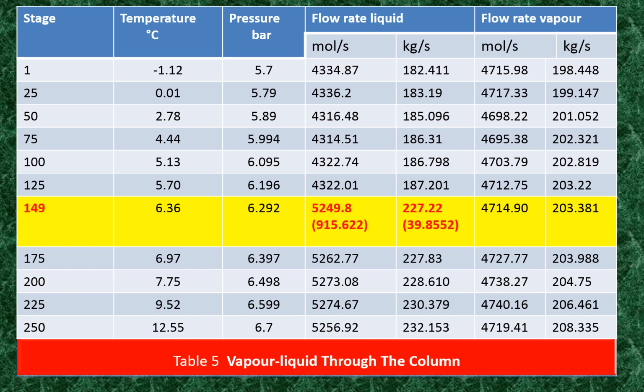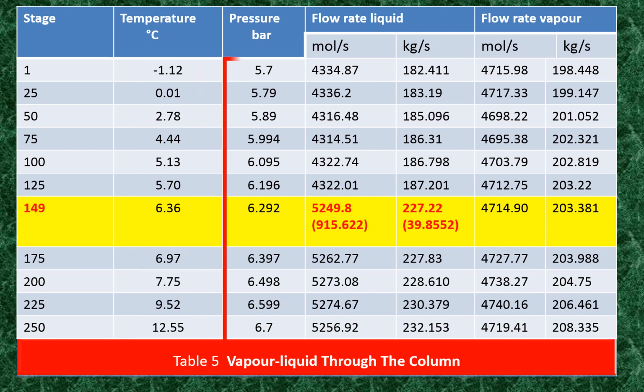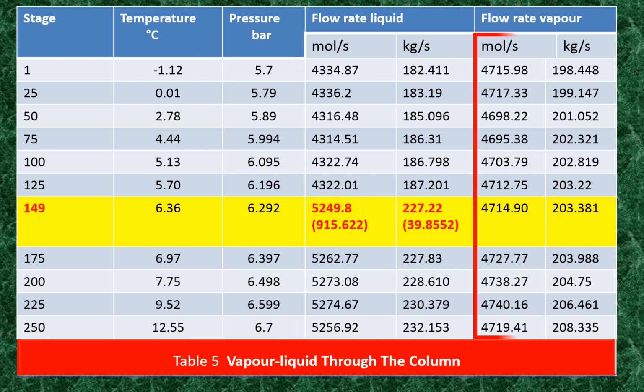This data is a vapor liquid traffic through the column extracted from the simulation result. The column top and bottom temperatures are primarily the boiling points of the propylene and propane system. This data along with column top vapor data are required for designing MVR heat pump.